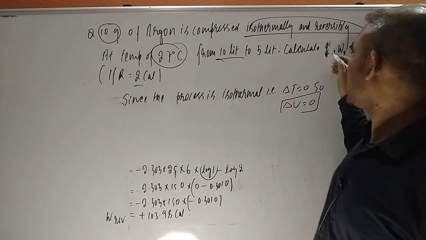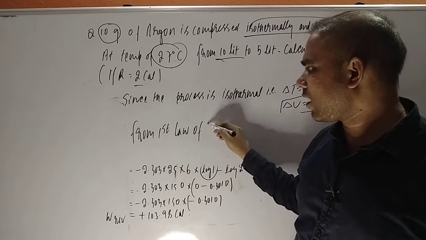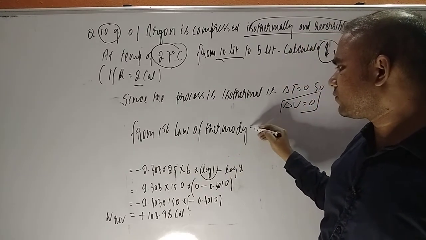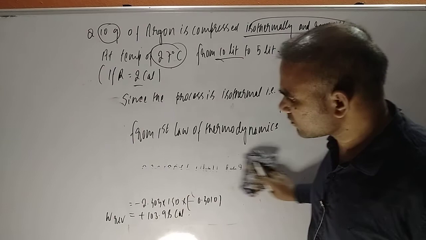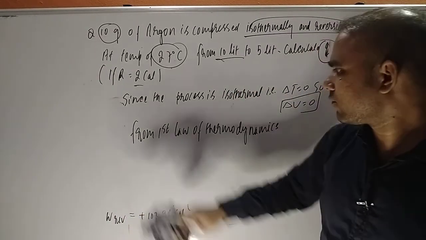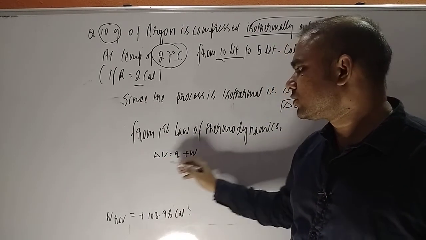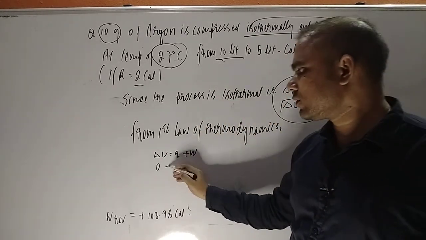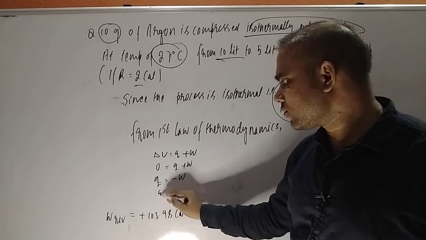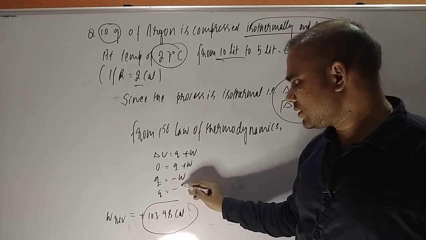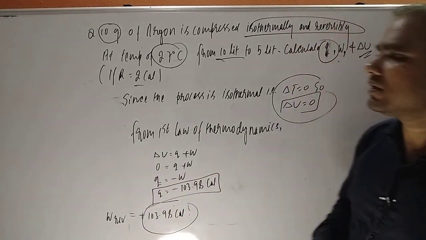Now they are asking Q. From the first law of thermodynamics, delta U is equal to Q plus W. Delta U was 0 here, so Q plus W is 0, or Q is equal to minus W. So Q is equal to minus 103.98 calories. This was our required answer for this isothermal process.